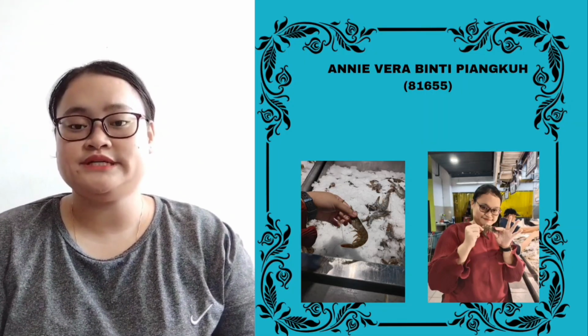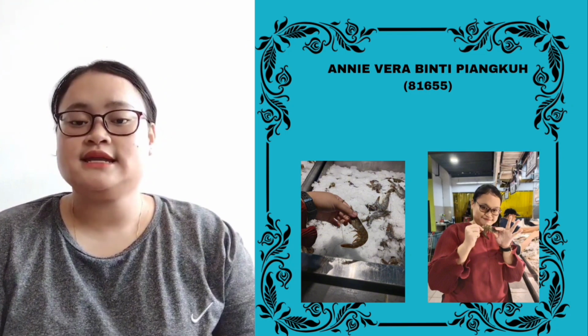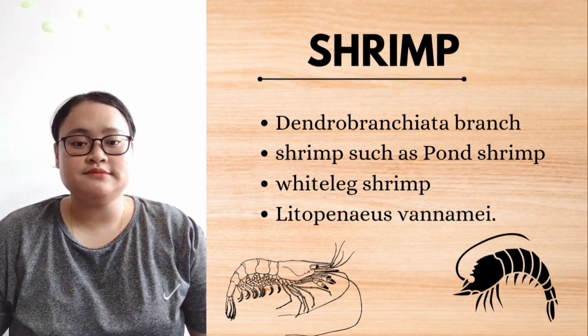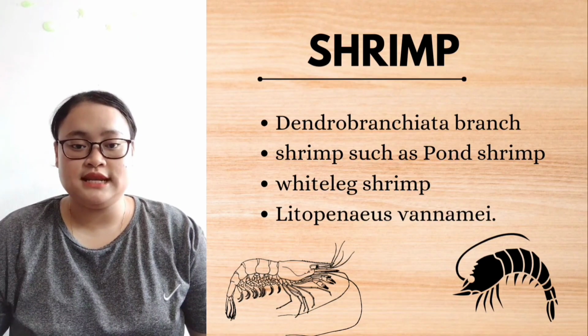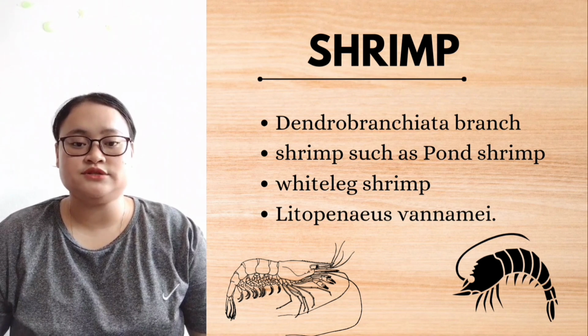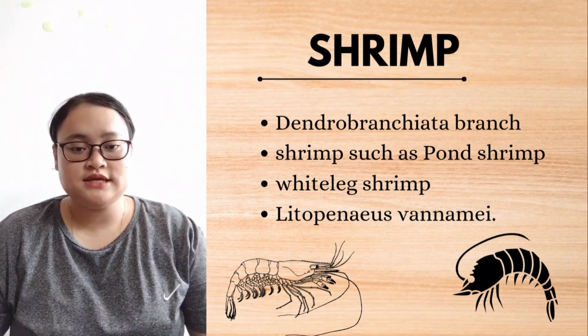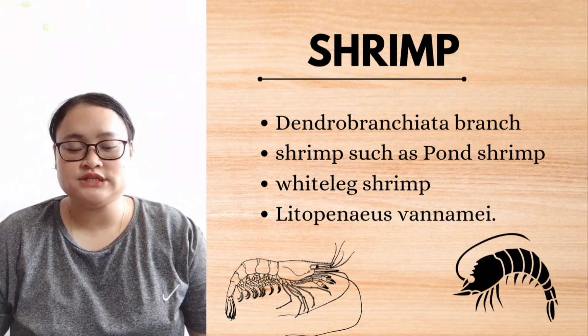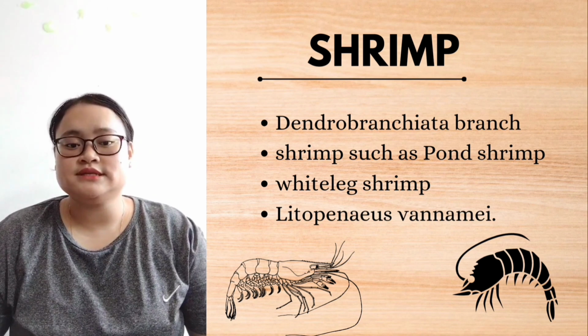Here I want to present an aquatic organism, that is shrimp. Shrimp is a type of animal that lives in water and belongs to the Dendrobranchiata suborder. Nowadays, saltwater and freshwater shrimp are farmed on a large scale in most countries. Shrimp is a general term for all types of shrimp.